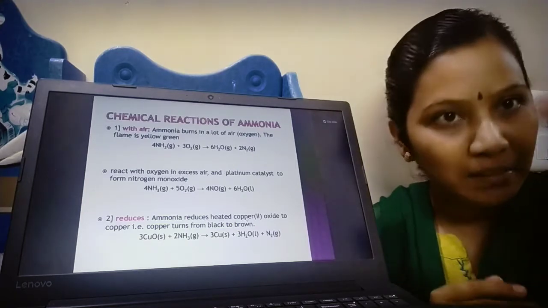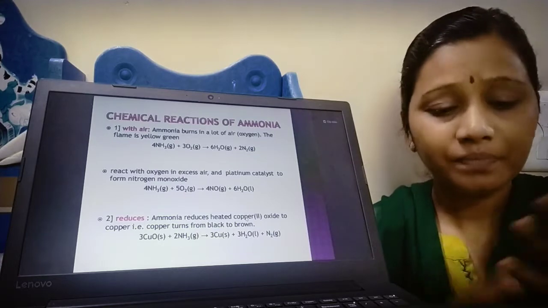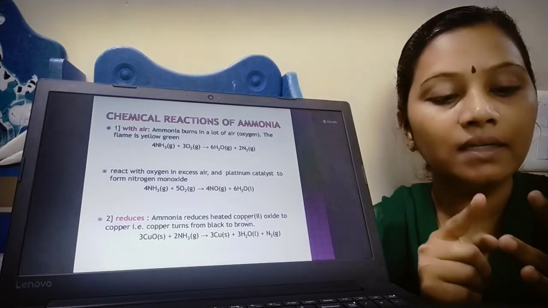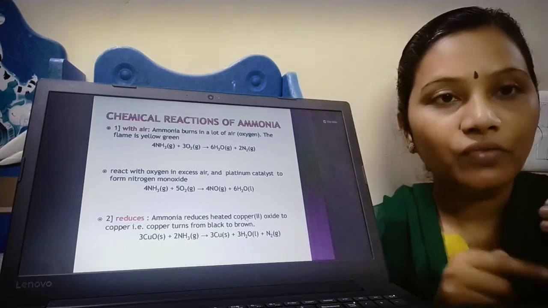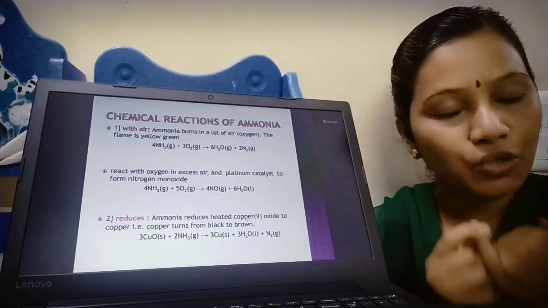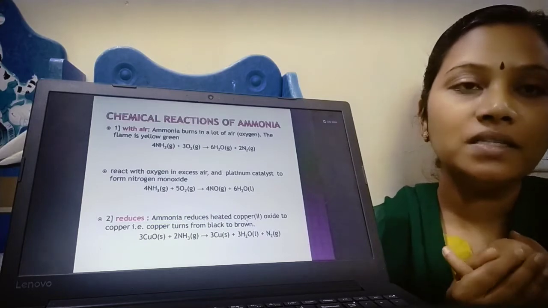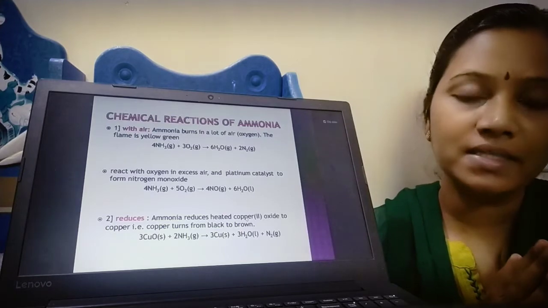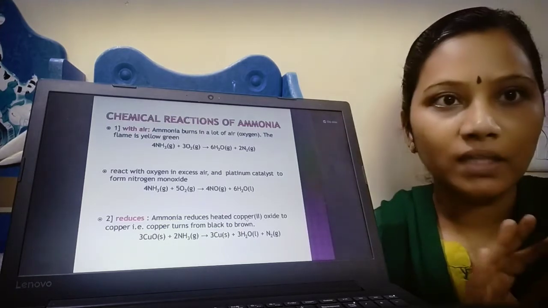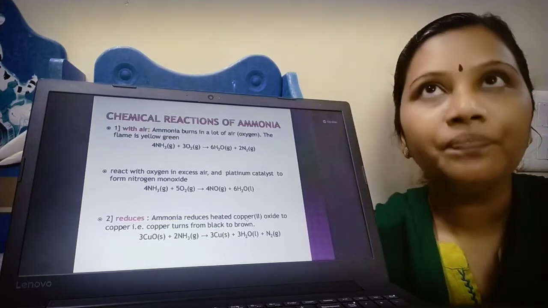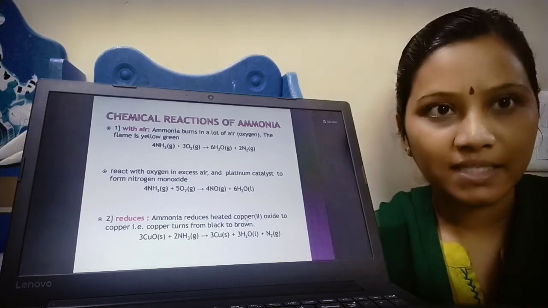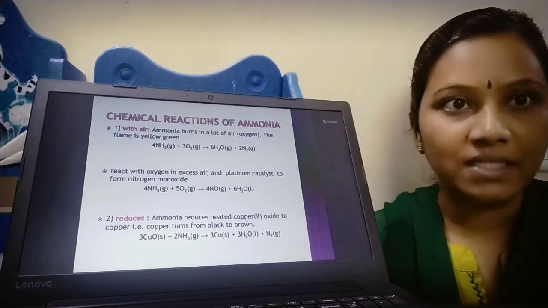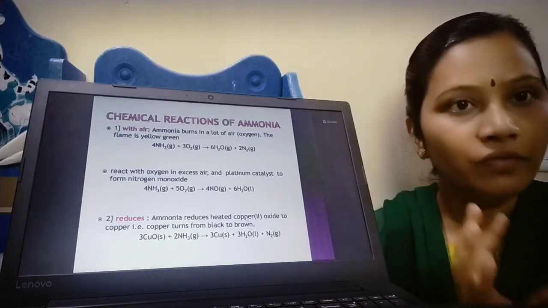Then what elements are coming under group 15? Nitrogen, phosphorus, arsenic, antimony and bismuth. Of these 5 elements, nitrogen shows anomalous behavior. What is the anomalous behavior of nitrogen? Nitrogen is a gas while all other elements are solids. And nitrogen is diatomic while all other elements are tetra-atomic. And nitrogen shows the oxidation states -3 and +5, and nitrogen forms hydrides. So these are the anomalous properties of nitrogen.